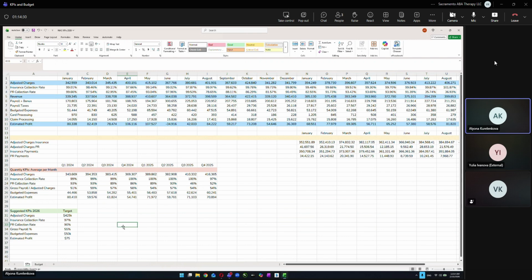So I would do KPIs and budget first, and then I would dig into all the problem areas, because even if we are late with PR by a couple of weeks, it's not the end of the world. If we don't have budget and KPIs, we are going to miss out on more money.